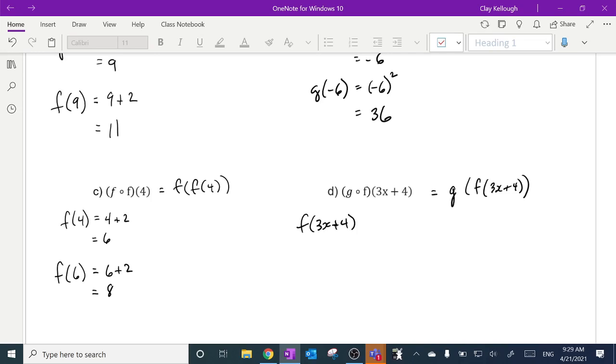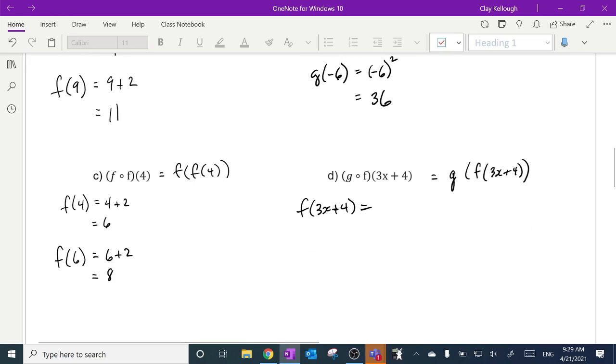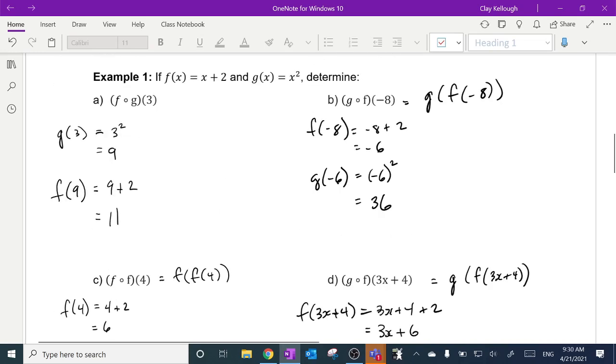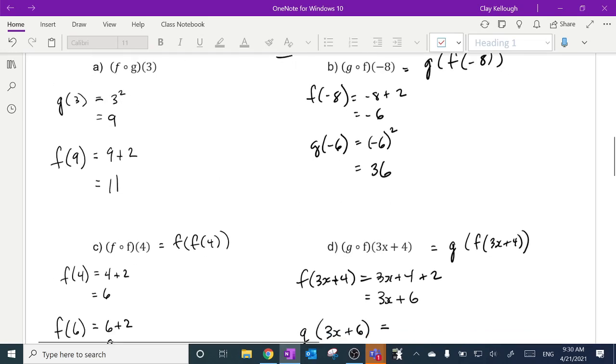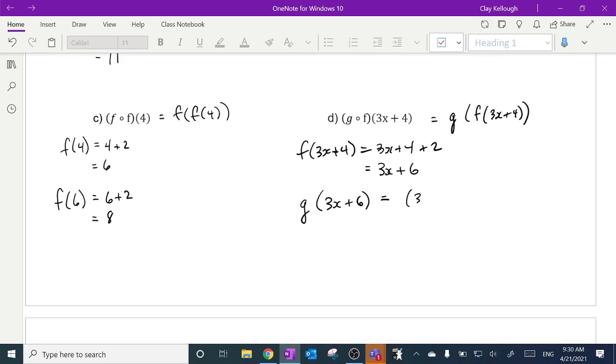Okay, sorry about that. So f of 3x plus 4 is, what was f again? Oh yeah, x plus 2. So 3x plus 4 plus 2, which is 3x plus 6. I had that right, but I accidentally did write f. I want g here. g of 3x plus 6. So that means I go to the g function, which is again x squared, and I replace the x in x squared with 3x plus 6.